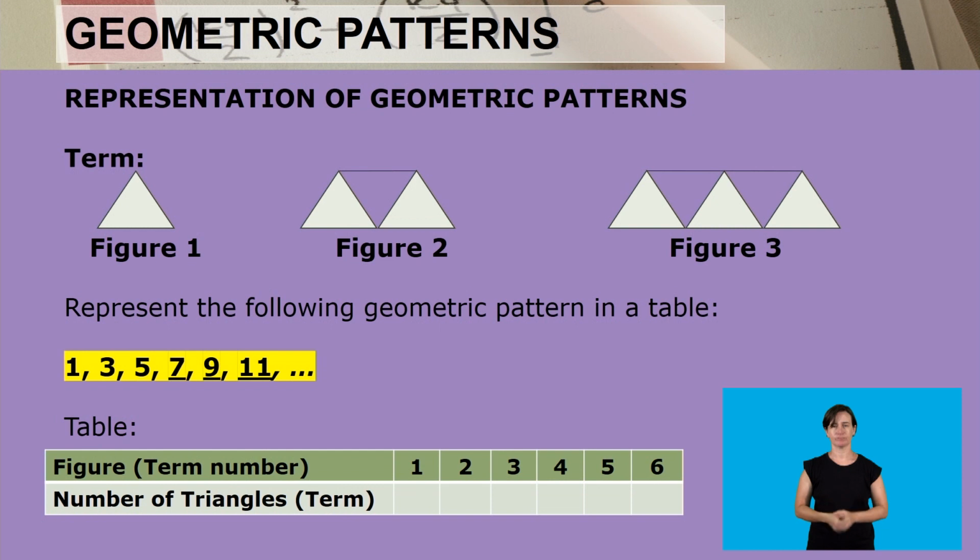So let's see or represent this geometric pattern in our table. We've already found the first 6 terms, so we are just going to represent them in our table, and that is going to be 1 and 3 and 5, 7, 9 and 11. And remember, those come from our figures there above.